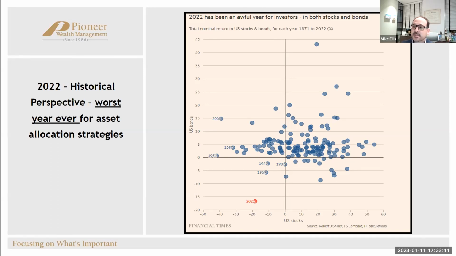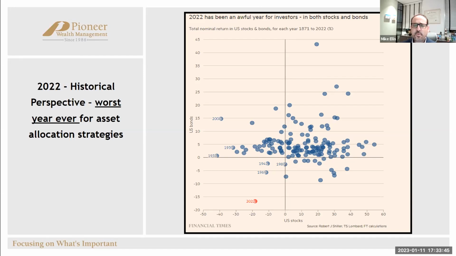The x-axis, the horizontal, is US stocks. The vertical axis is US bonds. And we can see very clearly the distribution of returns over the last 150 years. Now, there's two very important messages for me about this graph. Firstly, you can see where 2022 is, way down in the negative quadrant, standing all by itself, far from anywhere else. And it's very clear that it's the worst year ever in the history of the bond market.